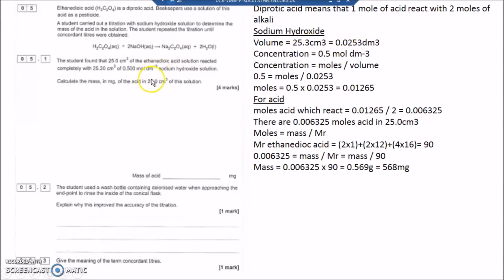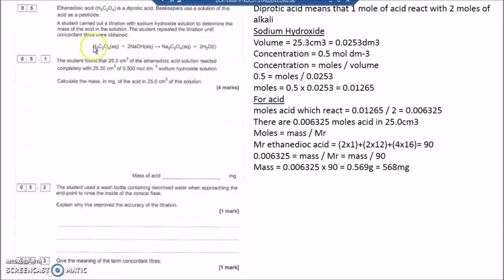We've got the concentration already, that's fine. Concentration equals moles divided by volume in decimeter cubed. So concentration 0.500 equals number of moles divided by the volume in decimeter cubed, 0.0253. Multiply both sides by 0.0253, so now you end up with moles equals 0.5 times 0.0253. Number of moles of sodium hydroxide is 0.01265.